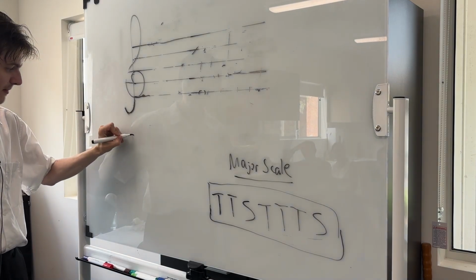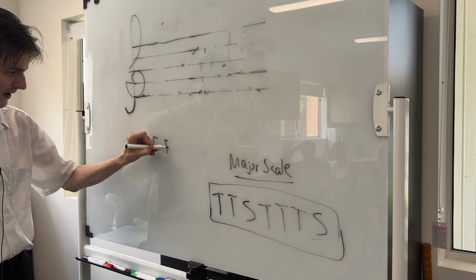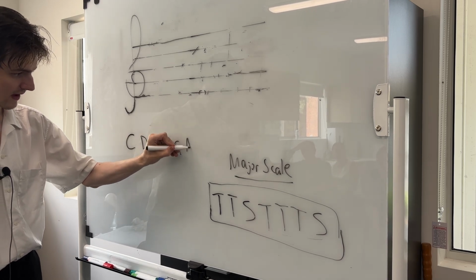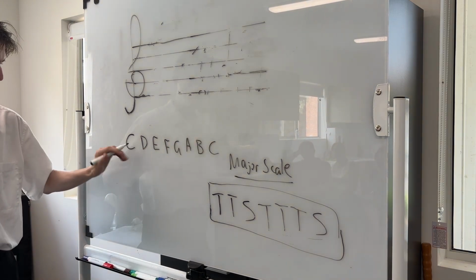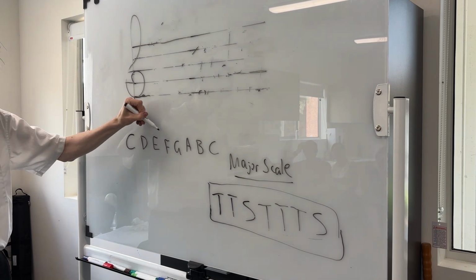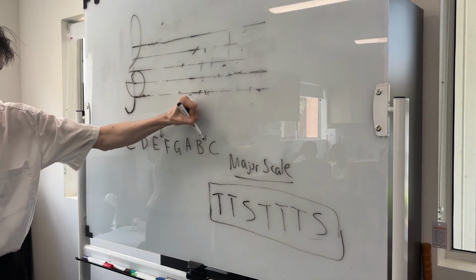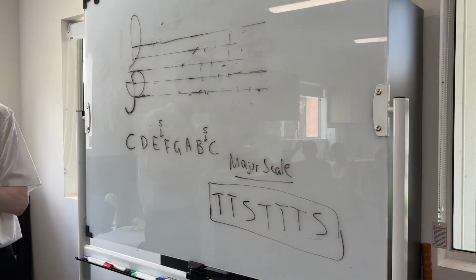I'll just write out the C major scale again. C, D, E, F, G, A, B, C. So we established there that the semitones were between E and F, there, and B and C, there. Those were the semitones. Those are the ones that didn't have any black notes in between them.